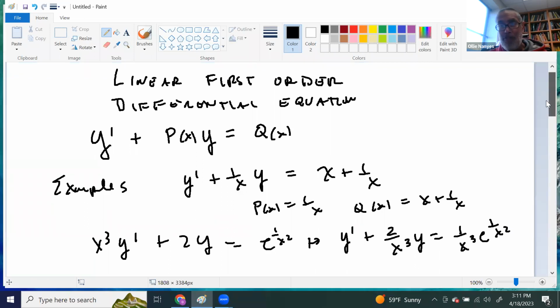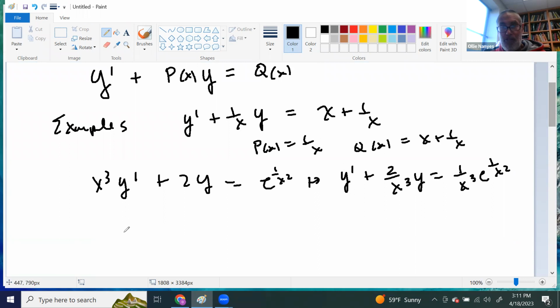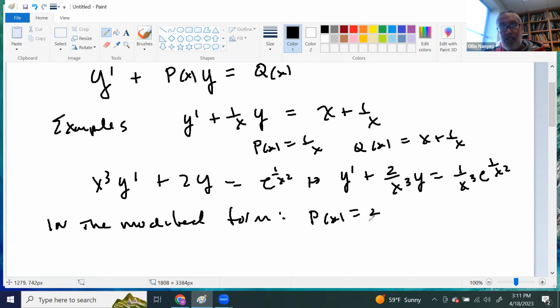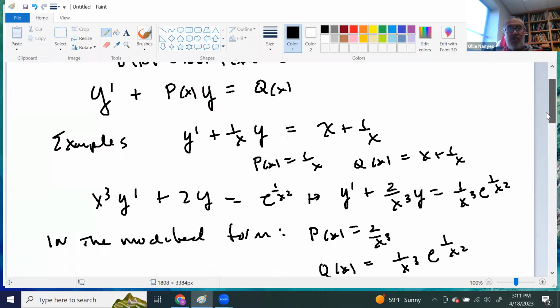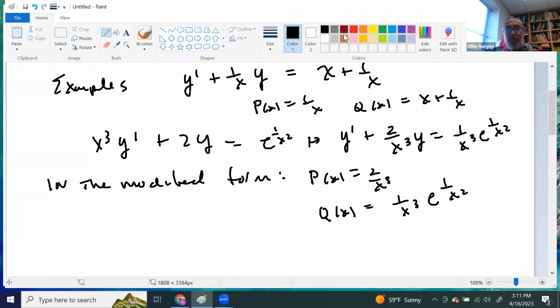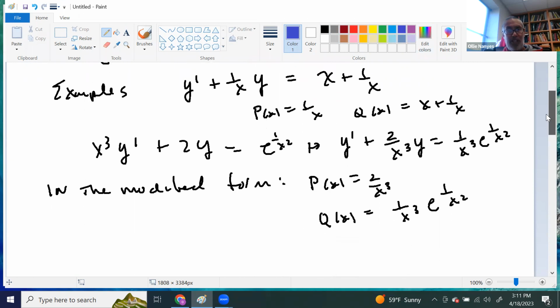So in this modified form, your p of x would be 2 over x cubed. Your q of x would be 1 over x cubed e to the 1 over x squared. So those would be examples of that. Now, let's just turn to an example like the first one. Or let's look at this in general.